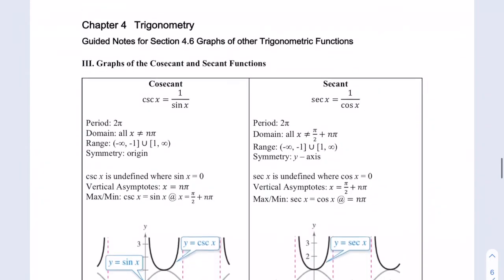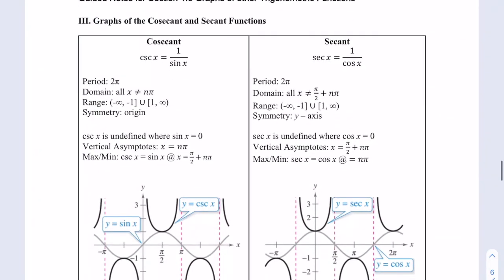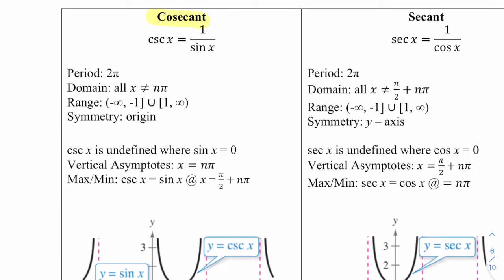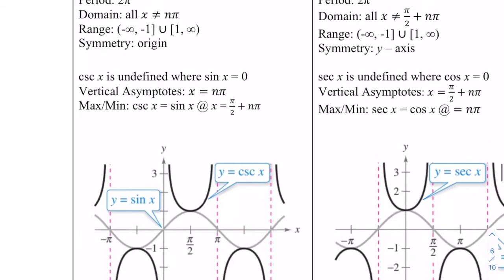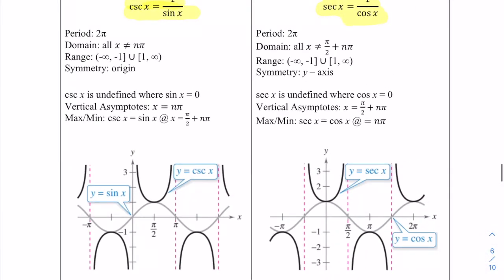Now let's look at the graphs of cosecant and secant. So just as a refresher, remember cosecant is the reciprocal of sine. And so the secant is the reciprocal of cosine. So they're going to be actually very similar. Whenever we look at cosecant, we have to take into consideration sine. So it's really important to sketch sine so that we can see cosecant.